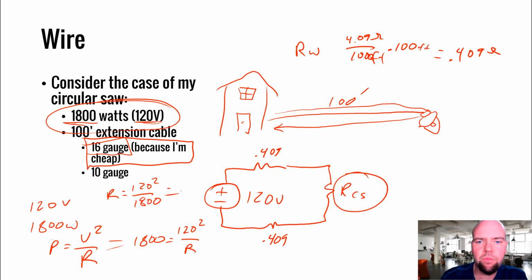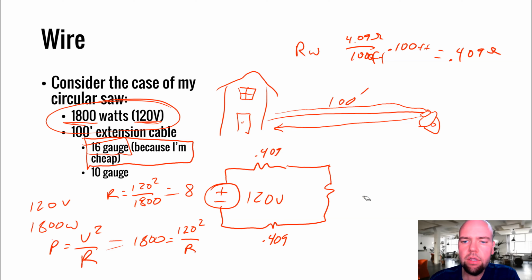And we get 8 ohms. So my circular saw was 8 ohms of resistance. So we can put that back here.